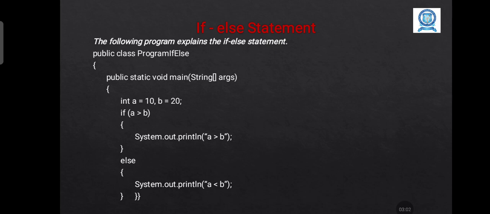In this example, we have the example for the if else. If condition, then the code block for the true part, then we will have else, following which we will have the code block for the else. So if the condition is true, the true block will be executed, that is system.out.println prints A greater than B. If the condition is false, that is if A greater than B is false, the else block will be executed.